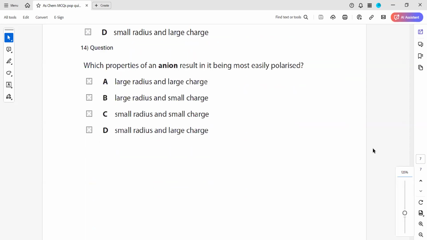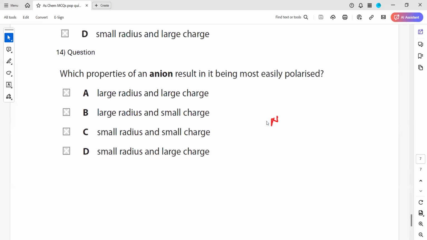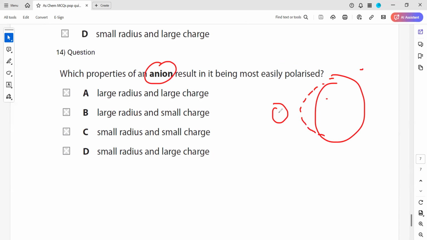Which properties of anion result in it being most easily polarized? The term polarized means that if we have a distortion in the negative ion, that is called polarization. This is a cation, and the positive ion moves towards the cathode. This is the anion. When we talk about the size of the anion, the size should be as large as possible, because when the size is large, it will experience a greater distortion.